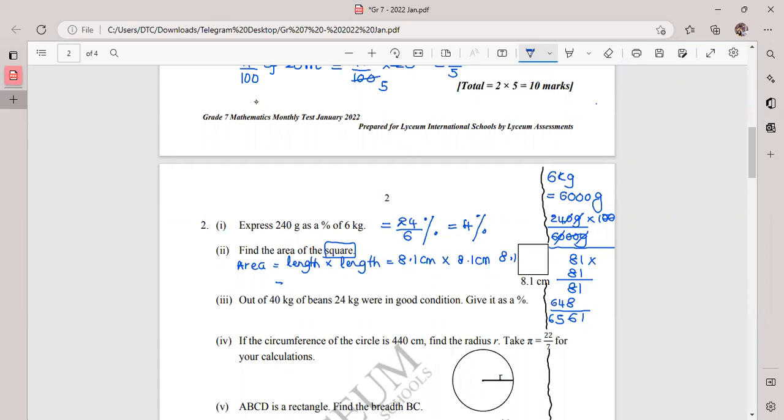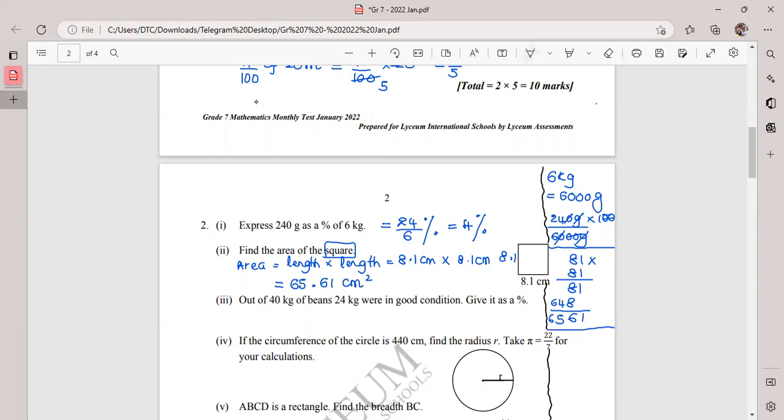So that is 65.61 centimeter squared. Why? In the question, you can see that 8.1 has 1 decimal place. Again, 8.1, 1 decimal place. Altogether, I have 2 decimal places. So 6,561 was the answer I got when I multiply 81 by 81. So then I want to keep 2 decimal places. So that becomes 65.61, right?